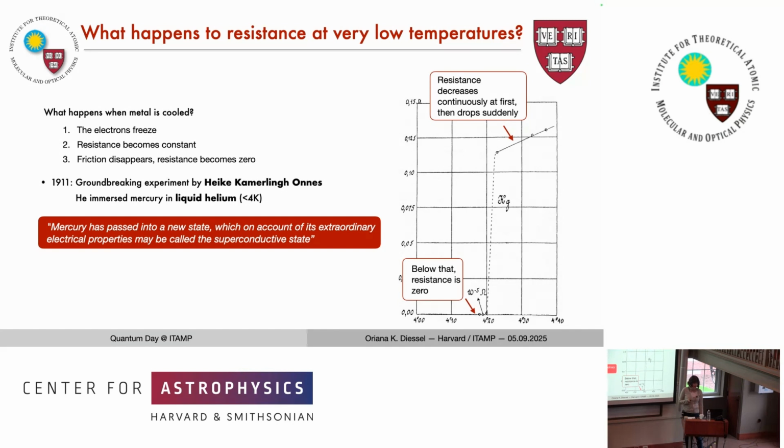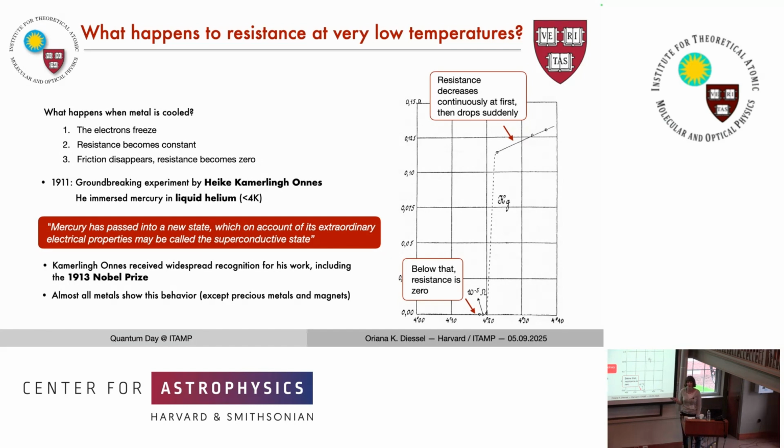Right, and his finding obtained widespread recognition, including the Nobel Prize 2 years later. Is there a reason he chose mercury? I think he chose mercury because you can distill it very well, which means you can make it very pure. Actually, it turns out that almost all metals have this behavior. But still, it took almost 50 years to really understand this and to get a working theory that describes this superconductivity.